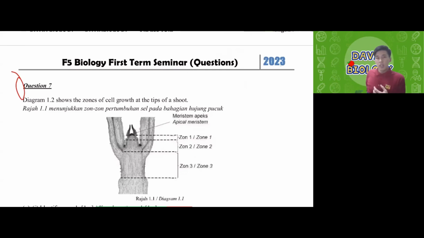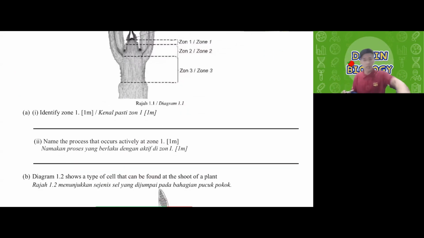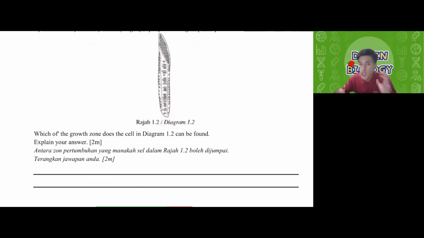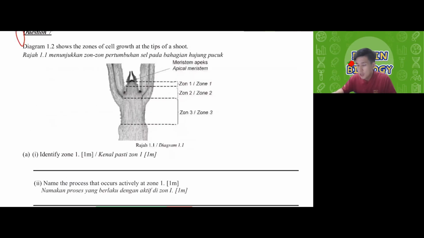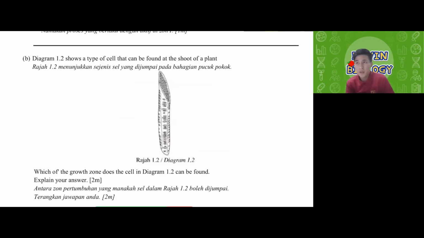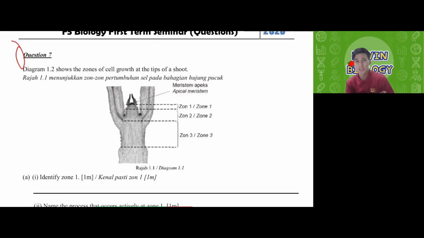Then this one. Okay, A, you do yourself, same thing, zone, that one is easy. So B, 1.2 shows the type of cell that can be found in the shoot of a plant. Now, in which growth zone can the cell in 1.2 be found? Explain your answer. So zone of cell division, elongation, differentiation, 1, 2, 3. So which zone, 1, 2, 3, can this cell be found? What do you think? It's quite simple also, actually. Come on, guys.